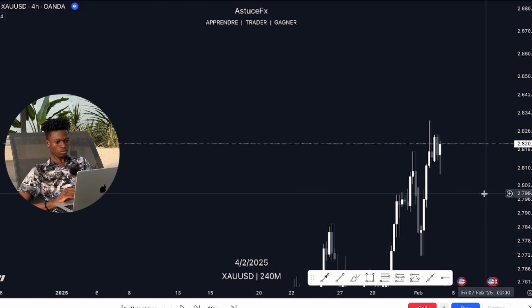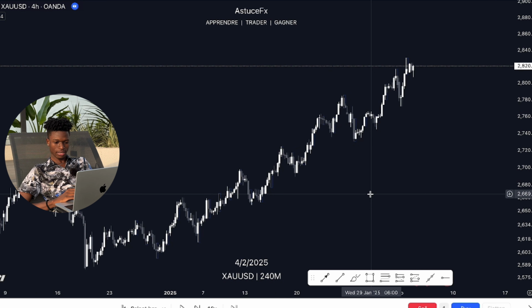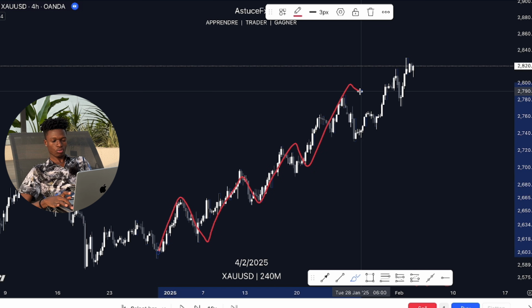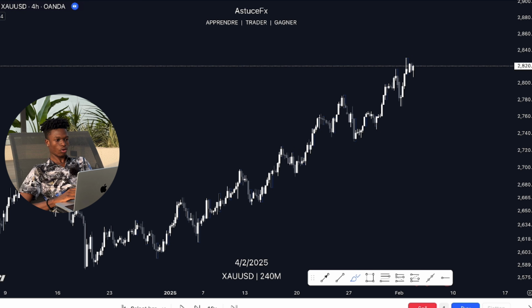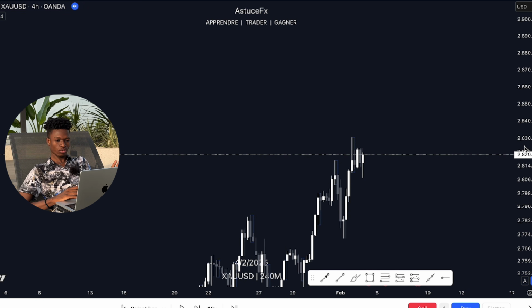When I come to something like the H4, you guys see that gold's been really bullish, okay? And if you look at the market structure, the market structure is clearly bullish here, right? So when you are in a bullish market structure, all you want is a bullish setup. You are looking for what? You are looking for buys.